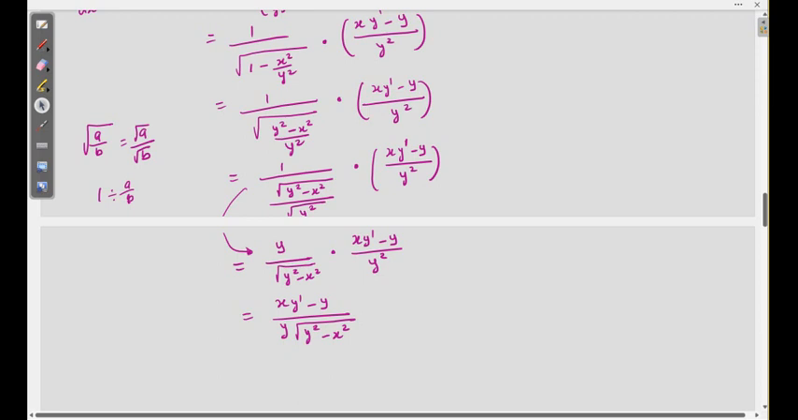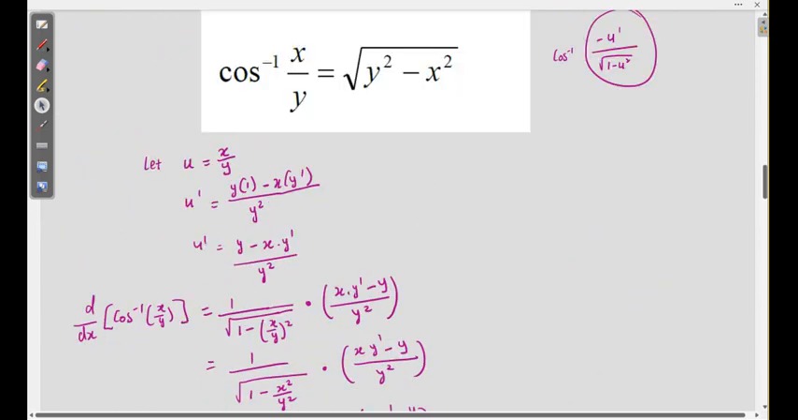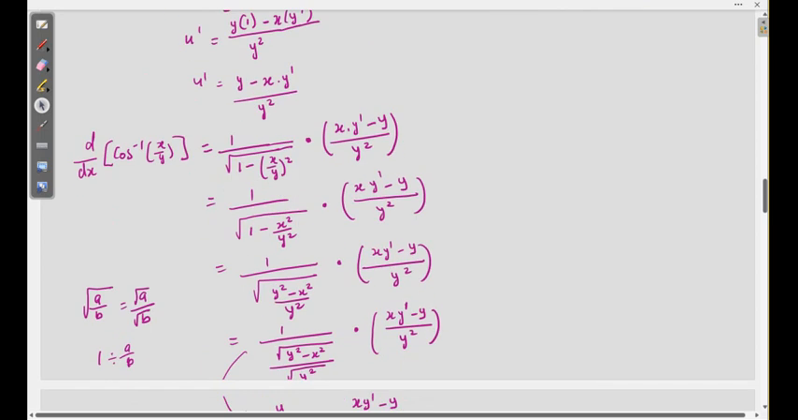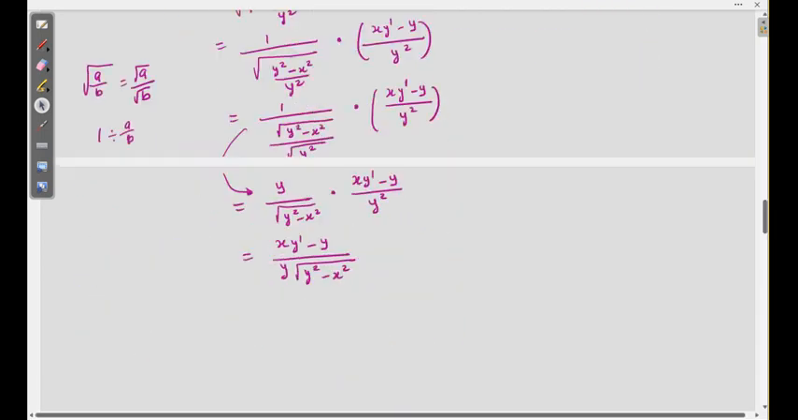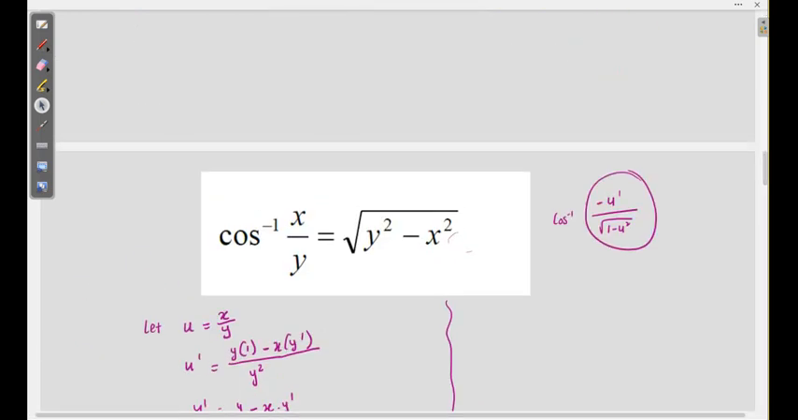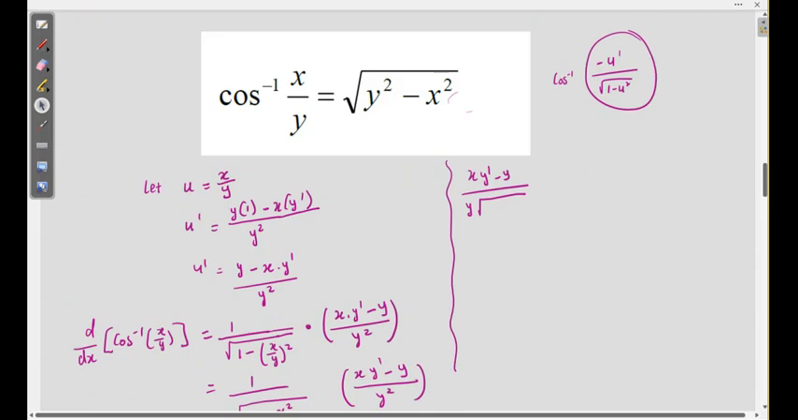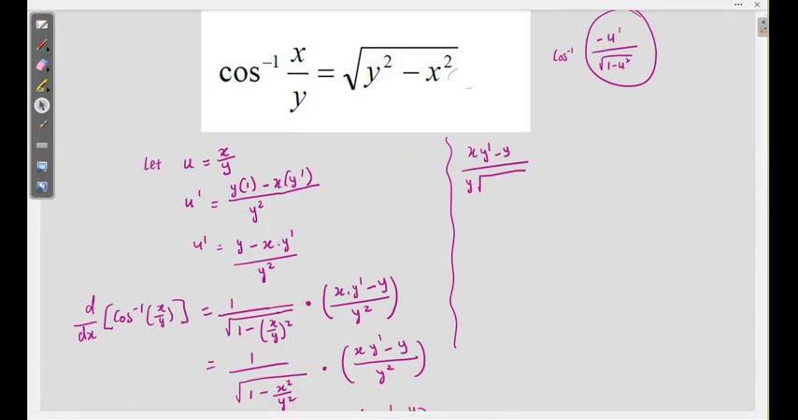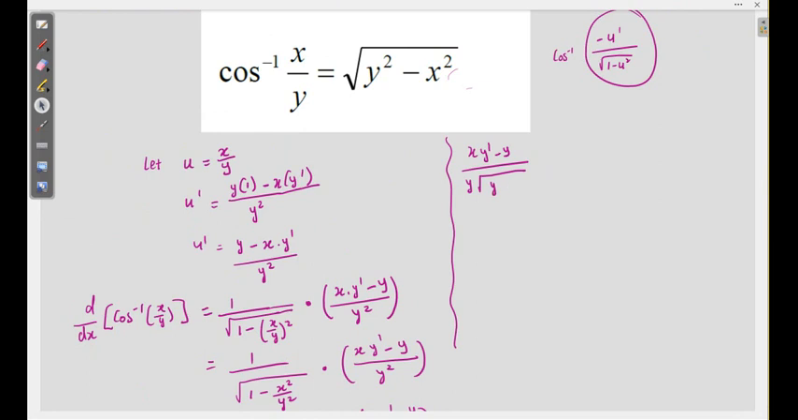Okay, so now that we have this, we are not done because we only solved this part. So we are then going to say it means we have xy prime minus y divided by y times the square root of y squared minus x squared.